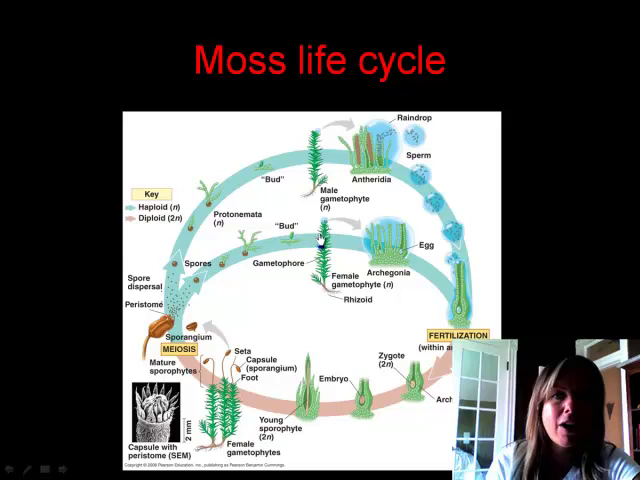Now remember, all this is happening at the top of that green leafy structure called the gametophyte. Once the egg gets fertilized, the zygote is going to start growing up from the top of that structure. And eventually it's going to turn into what's called the sporophyte. And here's a mature sporophyte growing out here.